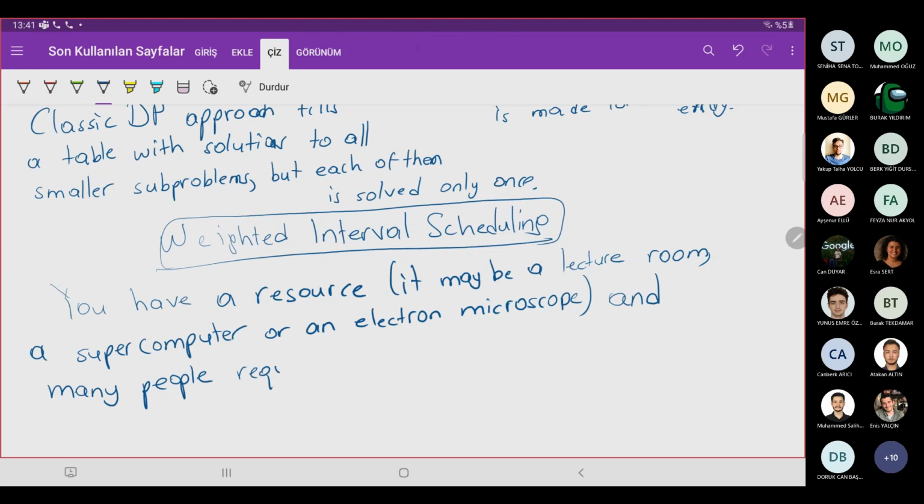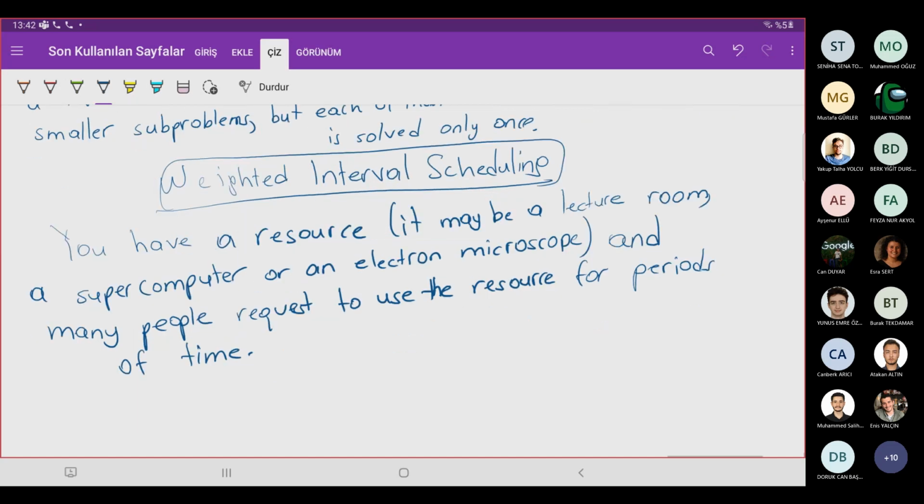request to use the resource for periods of time. For example, it might be multiple processes that want to use the CPU or memory, and each one wants to use it for a certain period of time. Or it may be seminars or classes that need to use a specific lecture room for a certain period of time.